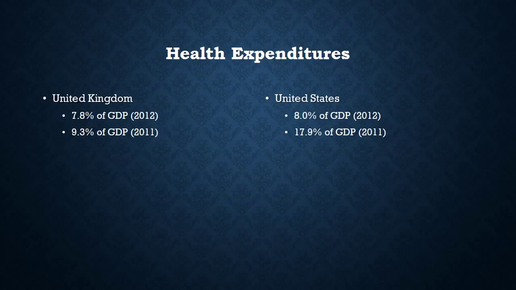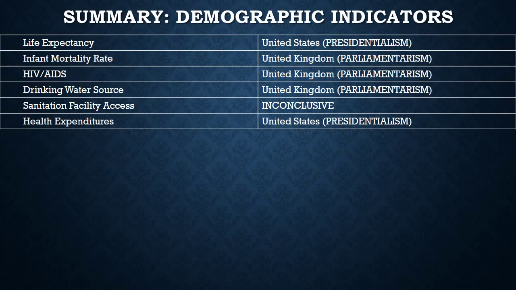For the health expenditures of each country, the United Kingdom allocates 9.3% of its GDP to health expenditure in 2011, while the US allocates 17.9% of its GDP. Therefore, the United States allocates more of its budget to the health expenditures of the country.